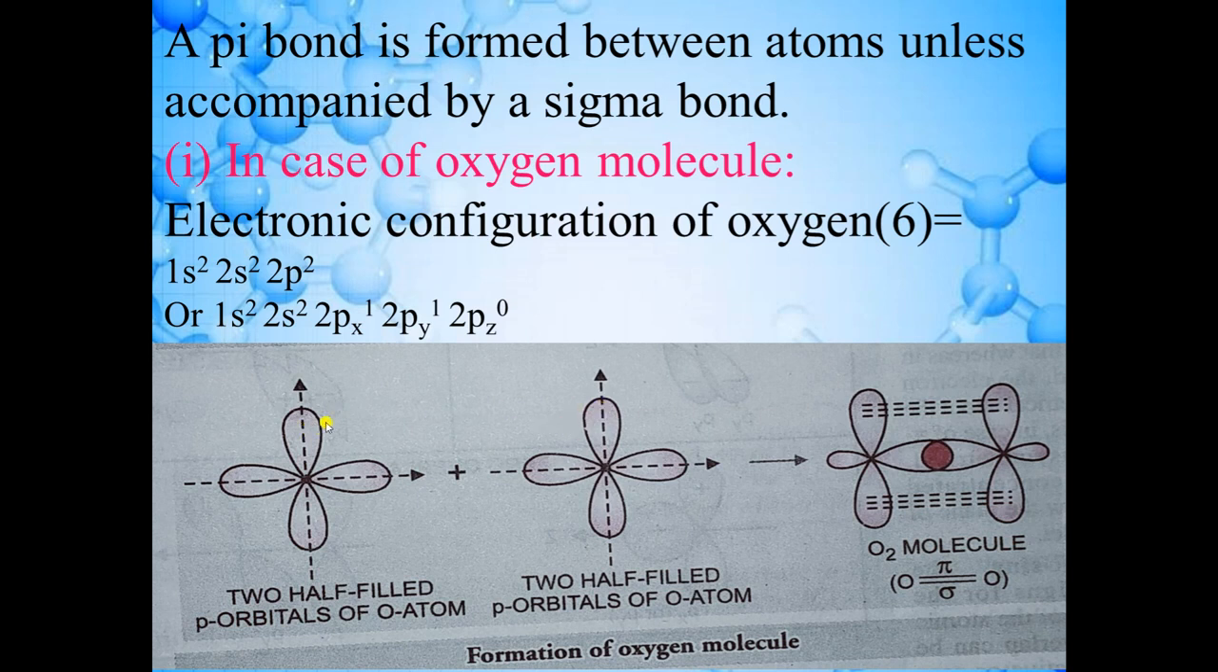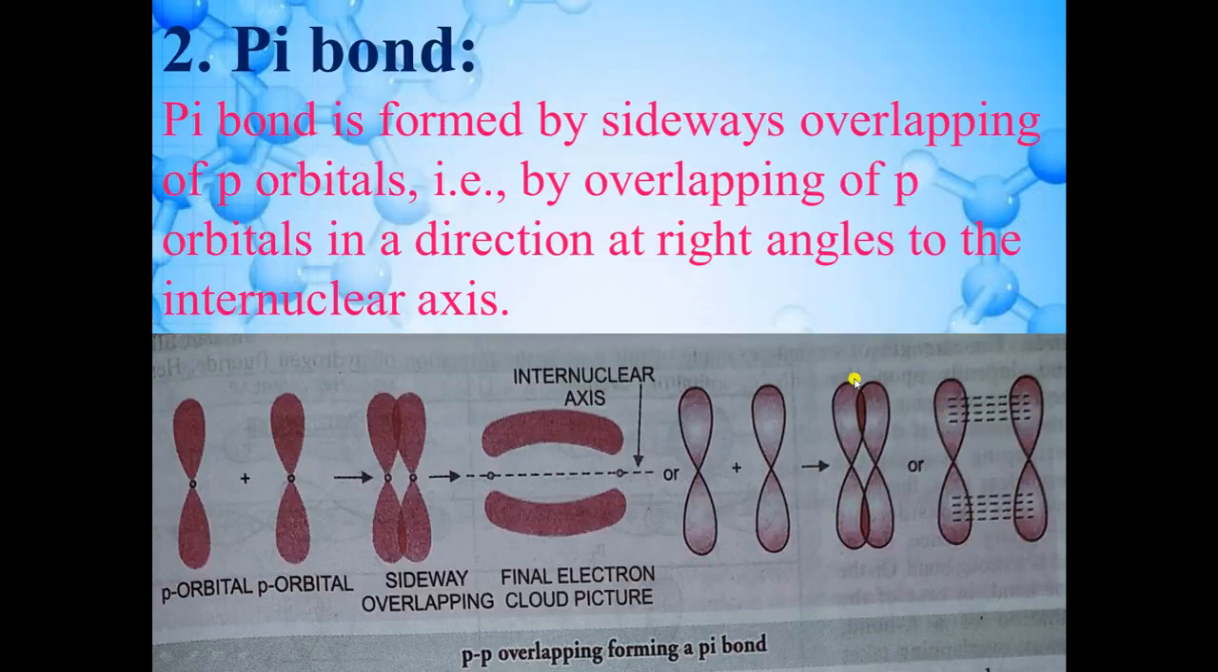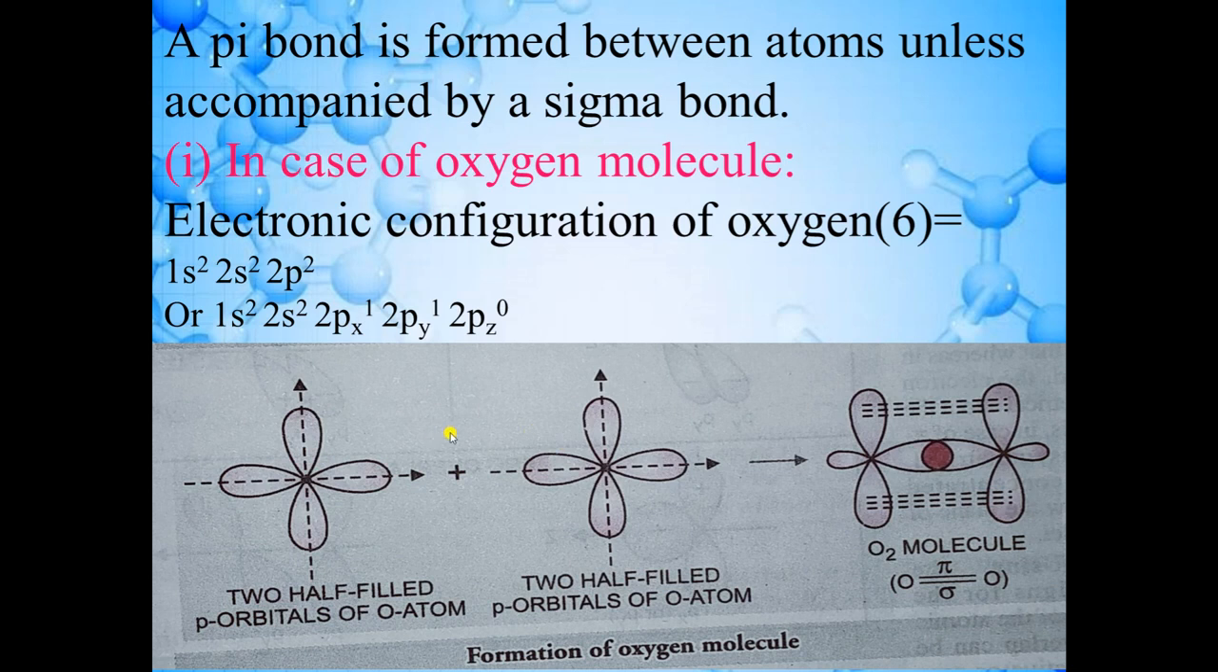But they are far apart. So how will you show the overlapping? We can show the overlapping by these dotted lines. If you show the overlapping in this way, then it will become a little messy. It will not look good. So you will show the overlapping between these two orbitals by dotted lines.